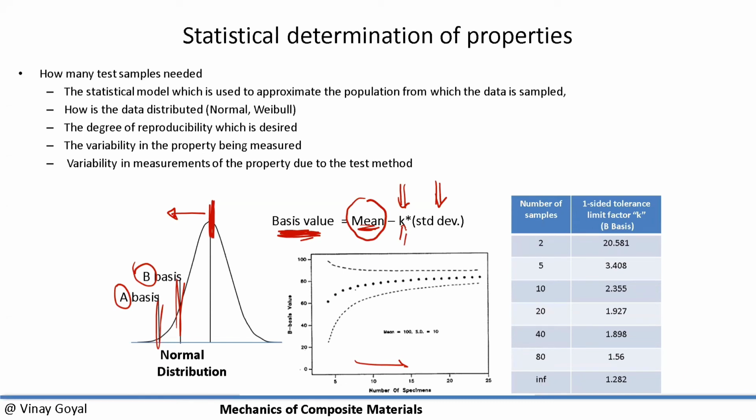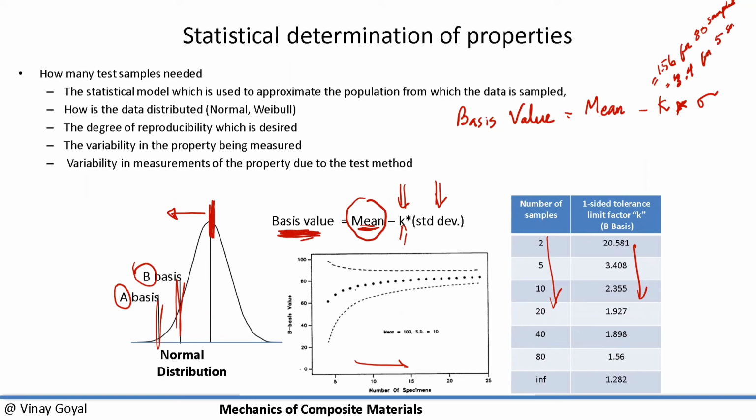And notice how an increase in the number of samples lowers this K value. So that's interesting. Let's look at that carefully. The basis value is the mean minus a scatter factor, and I'll give an example later, times the standard deviation. Now, if I have a lot of samples, say 80 samples, this K becomes 1.56. If I have 5 samples, the factor is closer to 3.4.